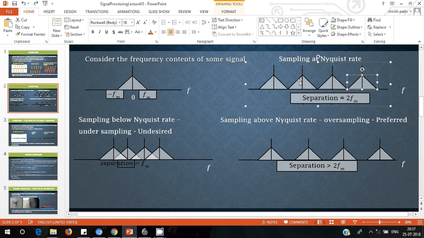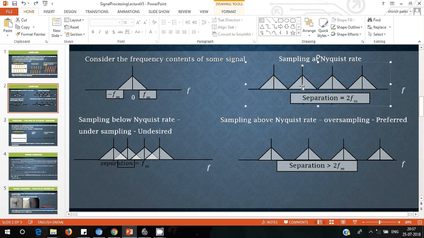Now, whenever the spectrum is repeating, you must take care that this must not overlap with the next one. If you do not want this overlap, the separation between this center and this center should be at least 2 FM. The separation between these two should be 2 FM because this half part is FM, this half part is FM. The separation should be at least twice of FM. So this is the basic behind the Nyquist theorem.